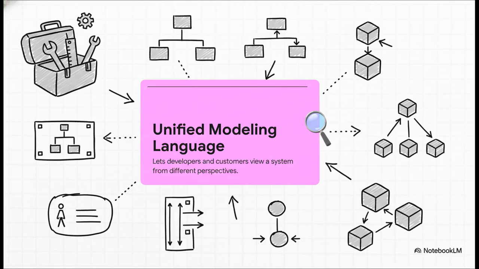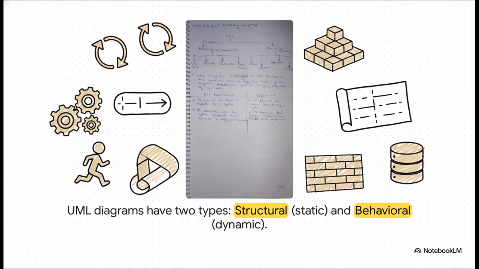This lets everyone involved look at the project from all these different angles, from how a user interacts with it to how it's physically deployed on servers. And these diagrams fall into two main categories. You've got structural diagrams, which, like the name suggests, describe the static architecture. The parts of the system, like a blueprint showing rooms and walls. Then you have behavioral diagrams, which describe the dynamic stuff, how people and data actually move through those rooms. Put them together, and you get a complete picture.